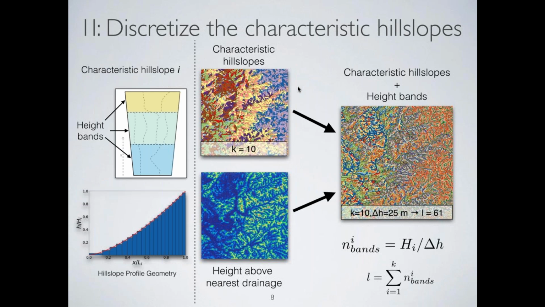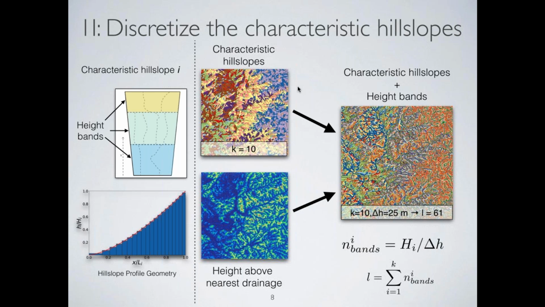So then the next step is to discretize these characteristic hill slopes. We have these 10 characteristic hill slopes, or the user-defined K, and we need to divide them into columns or height bands. What we do is take a function which we fitted for each of these characteristic hill slopes, and we discretize it by specifying a delta H, which is the difference in elevation between 2 adjacent height bands.